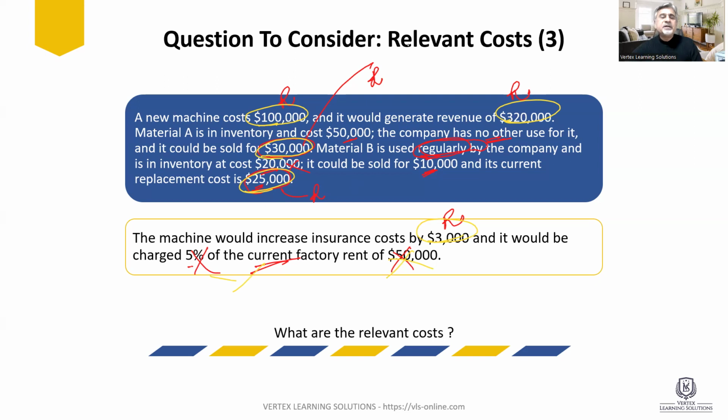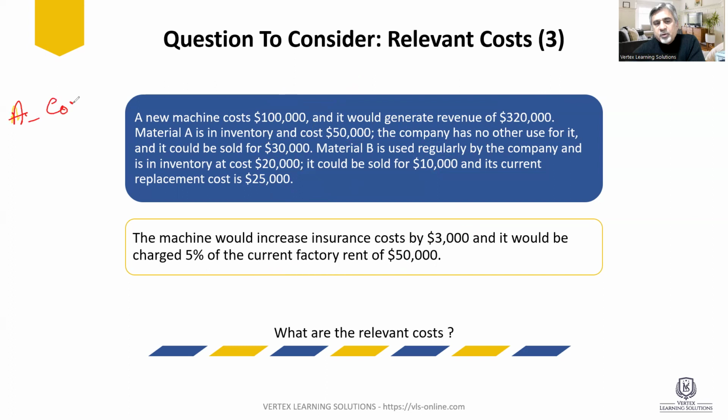Now coming back to the material thing. You have two types of material. If you come back and see here, material A, its cost was 50,000.